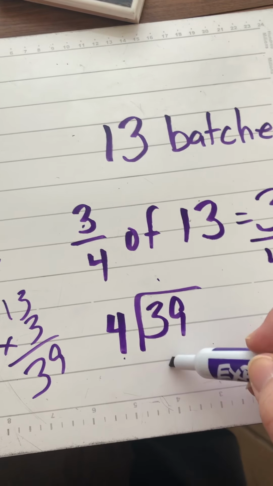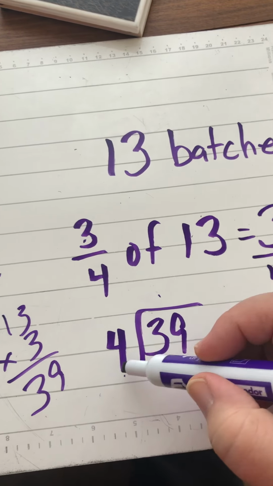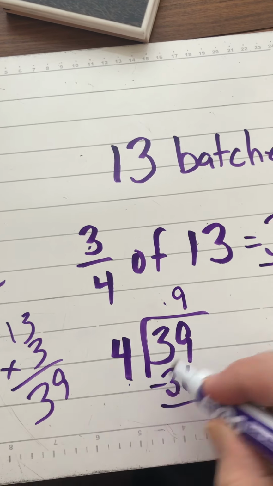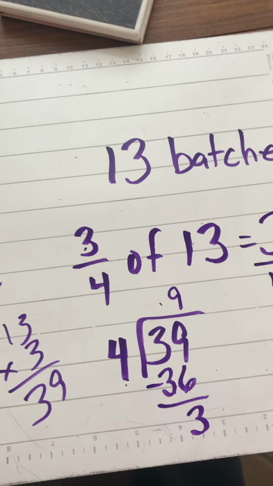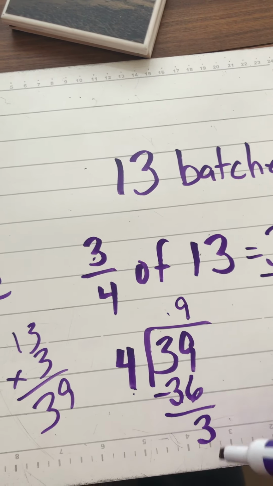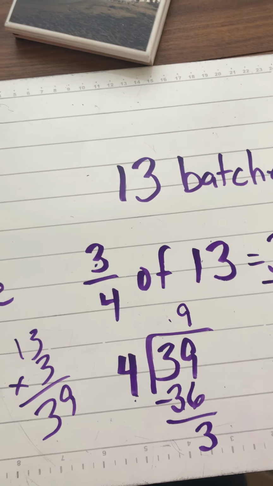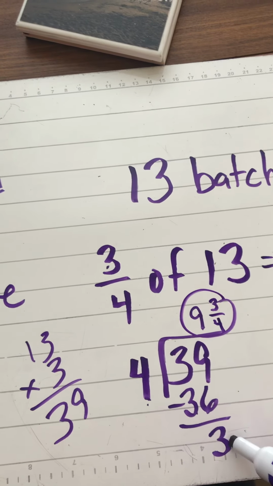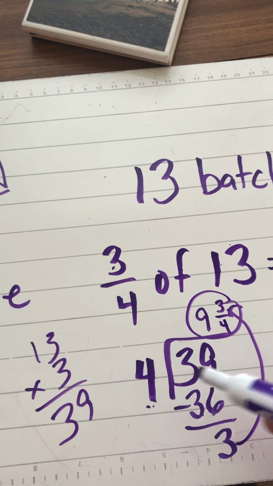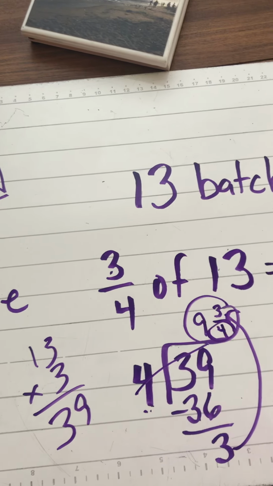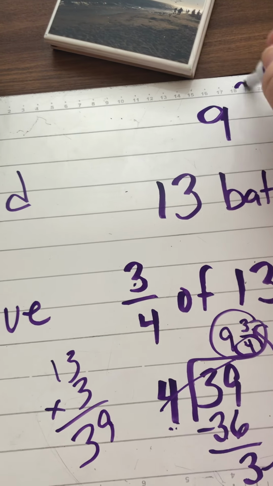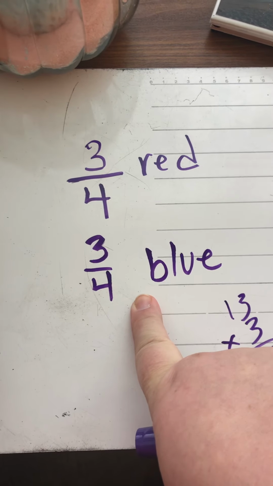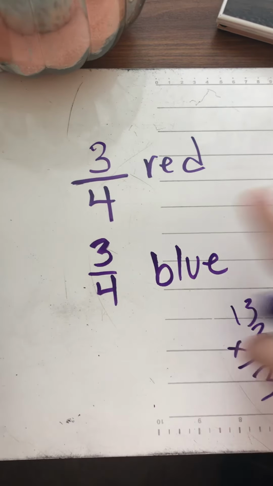Can I do 4 times anything as 3? No. So I know that 4 times 9 is 36, which gives me 3. And what I'm going to do for this one, instead of saying remainder, I'm going to just say 3/4. So my numerator came from there. My denominator, 4, came from my divisor. So 9 3/4 of red. Because I have the same number here for blue, I don't need to do all the work again.